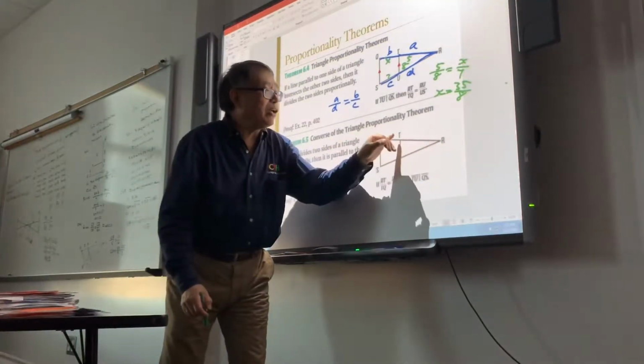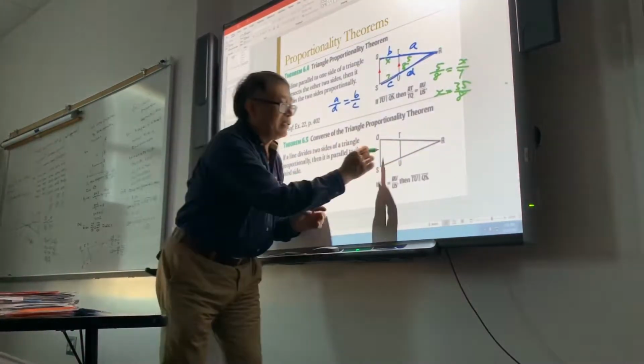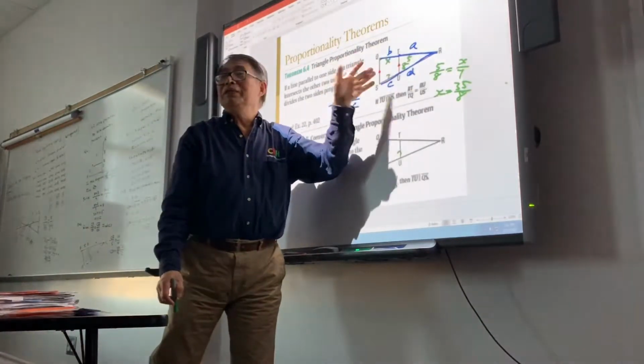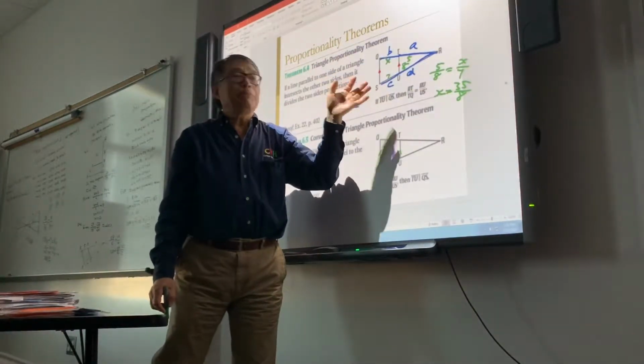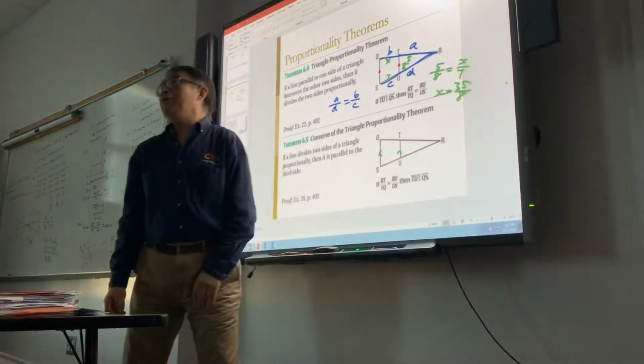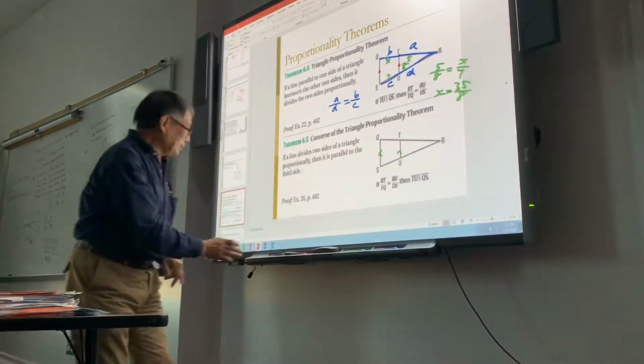This is just the converse. If RT over TQ equals RU over US, then those two are parallel. If they are parallel, we have a proportional relationship. If they are proportional, the two segments are parallel. Exactly the same thing.